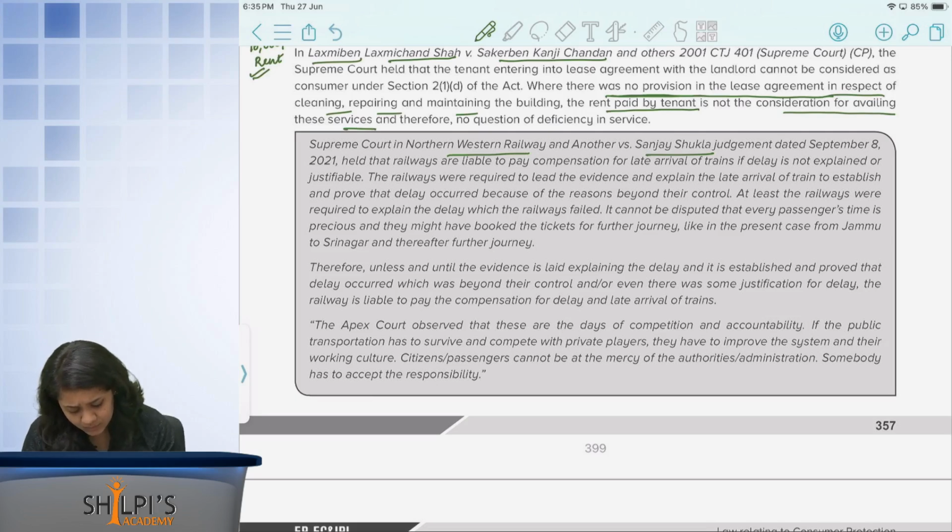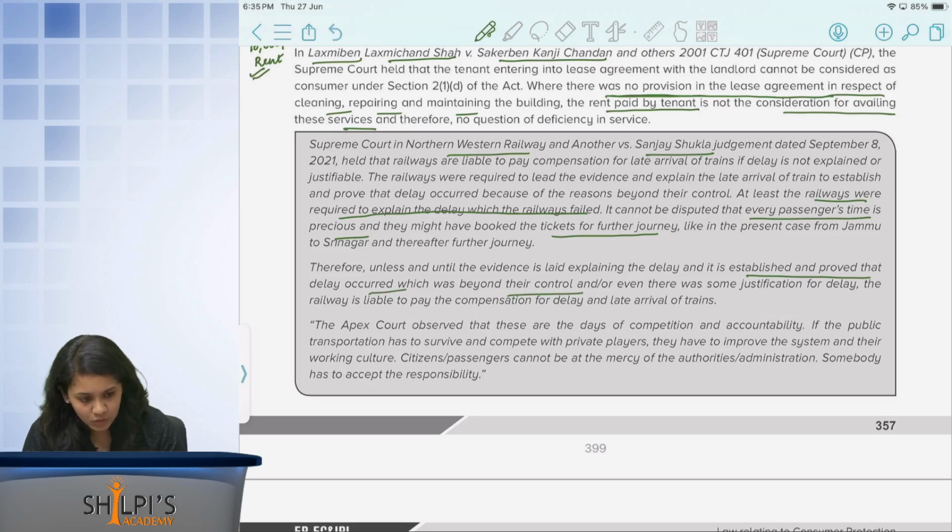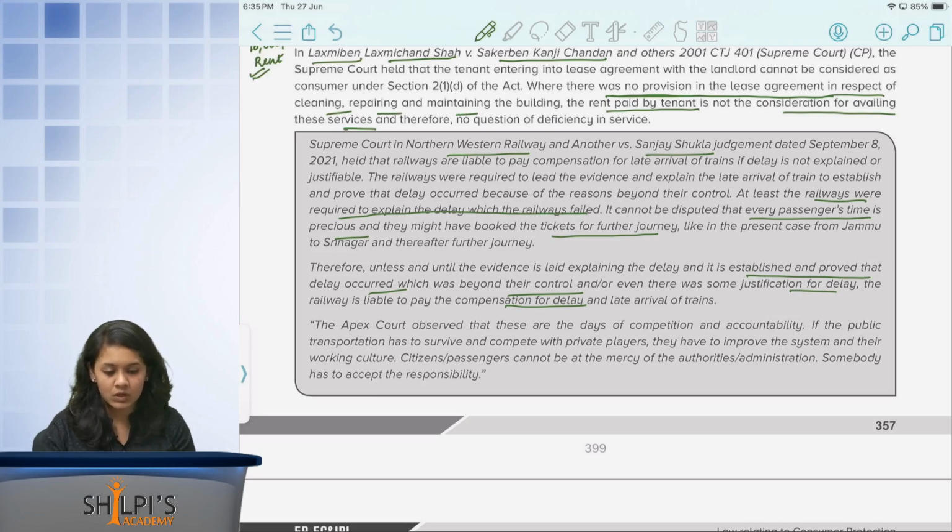So let's read it. They said that the railways were required to explain the delay, in which the railways failed, but it also said that every passenger's time is precious and they might have booked tickets for a further long journey. So unless the railways can establish and prove that the delay occurred beyond their control, or there was some other justification for the delay, the railways will have to pay compensation for that delay. So simply put, if it was within the control of the railways, then they should pay compensation. But if it was outside of their control, then they can't be sitting and compensating each and every passenger.